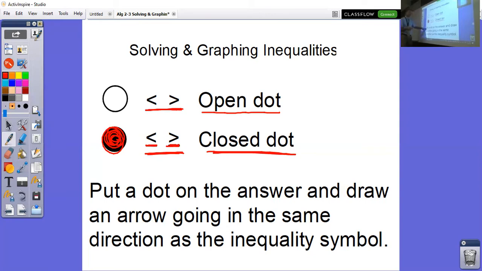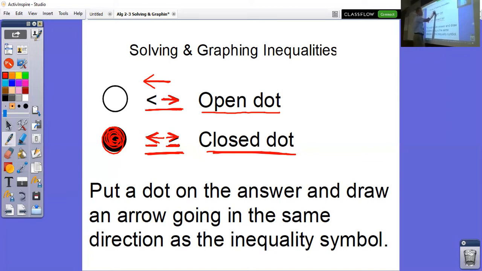So you're going to put a dot on the answer and draw an arrow going in the same direction as the inequality symbol. If you think about the inequality symbols as an arrow, the greater than symbol, you're going to draw an arrow going to the right. The less than symbol, you're going to draw an arrow going to the left. Your arrow is going to the left with less than, and to the right with greater than.